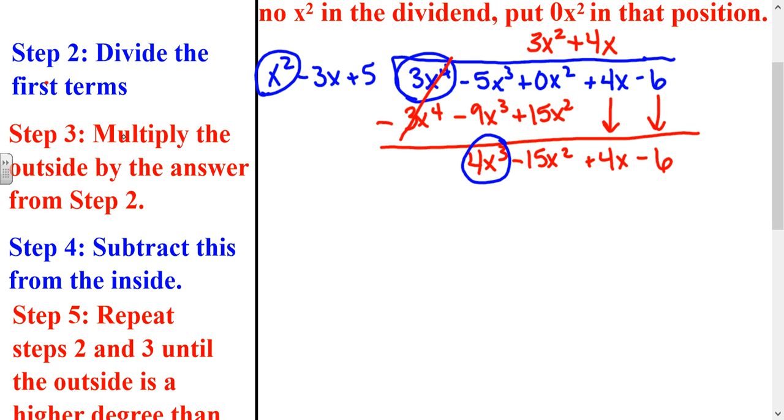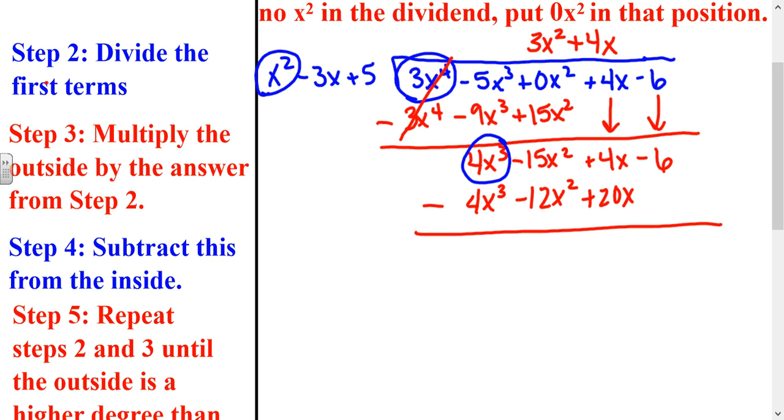Then you remember you take and you multiply your answer by the outside. So 4x times x squared would be 4x cubed. And then 4x times negative 3x would be negative 12x squared. And then 4x times 5 would be 20x. And then I'm going to subtract again. So these will always cancel out. If they don't, then you made a mistake somewhere.